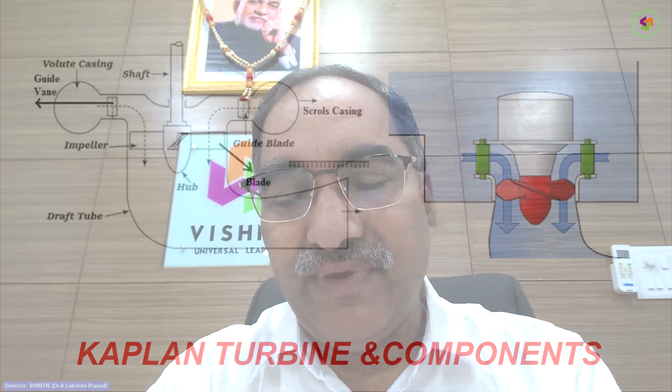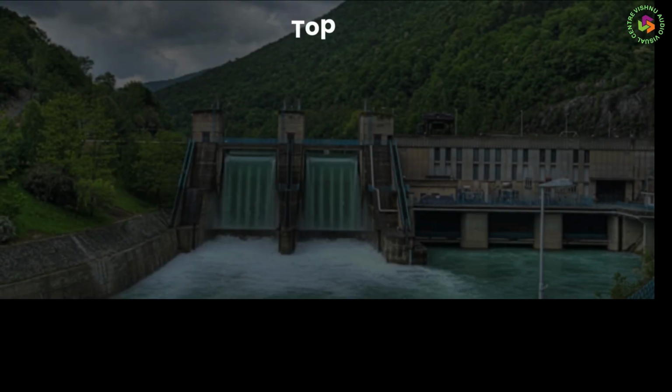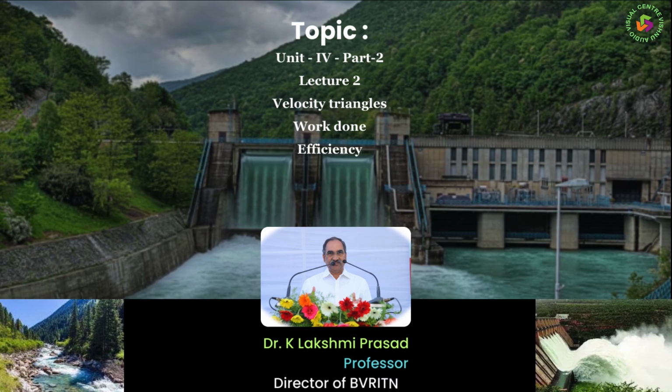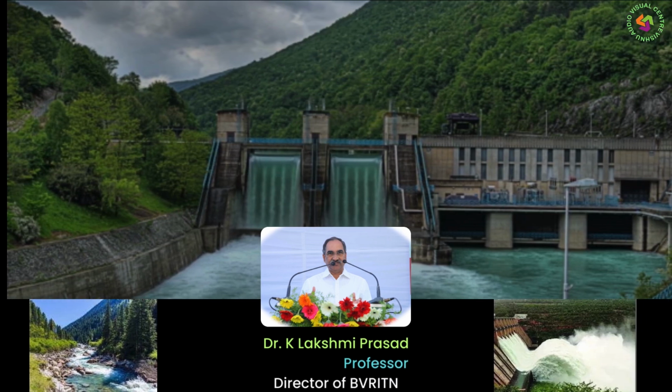If you remember that, accordingly, we can write the equation for the work done after preparing the velocity triangles. Then once work done is obtained, the efficiencies of the turbine, whether it is hydraulic efficiency, mechanical efficiency, or overall efficiency, those things we take up exclusively for Francis turbine.